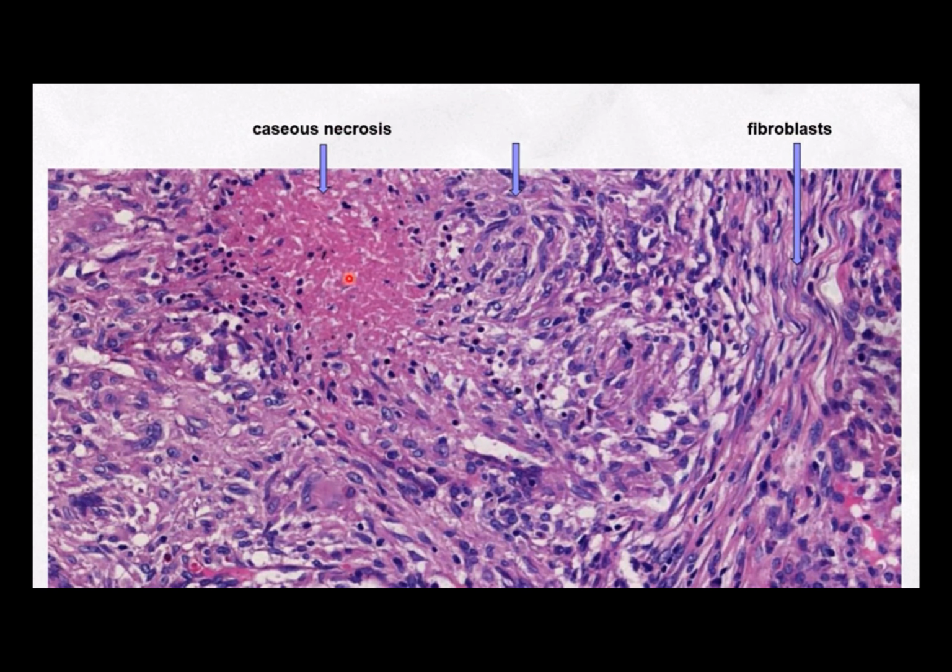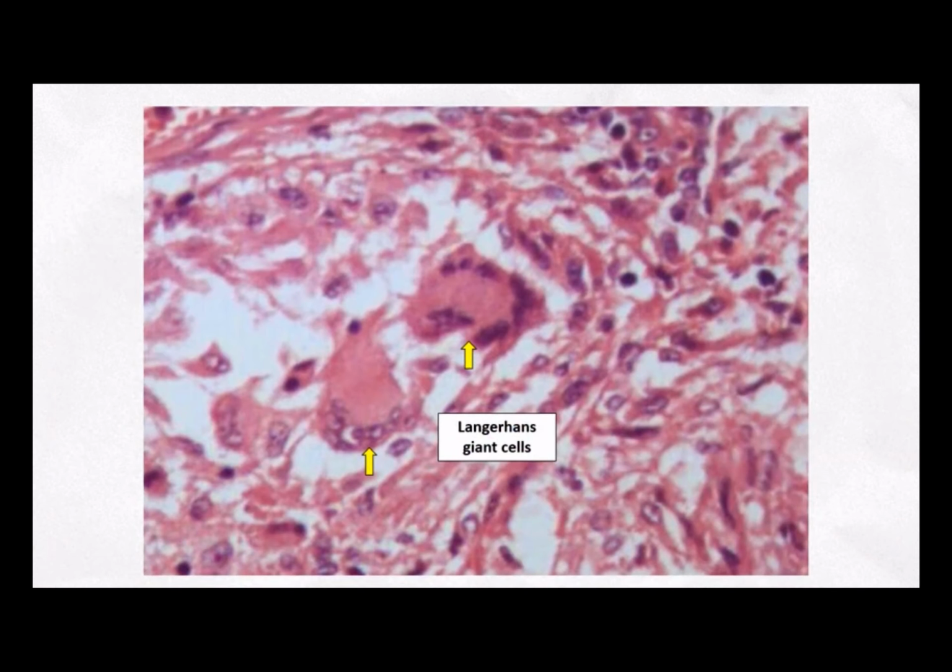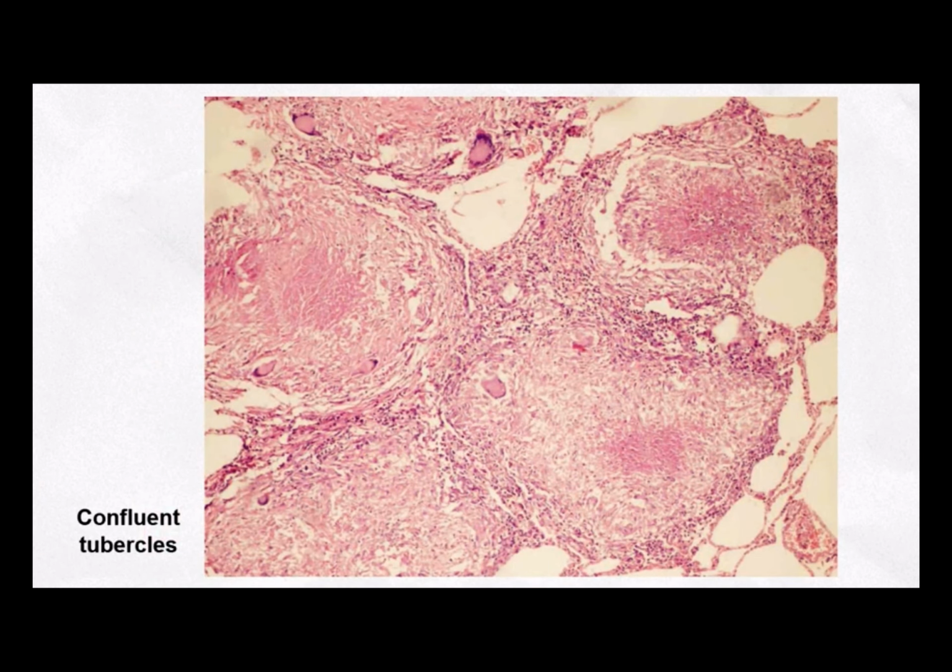Here is caseous necrosis. It's pink stained and amorphous. These cells are epithelioid cells, and at the rim of the granuloma, there are some fibroblasts. The two cells are Langhans cells. When the lesion increases or expands, the lesions can fuse to form confluent tubercles.